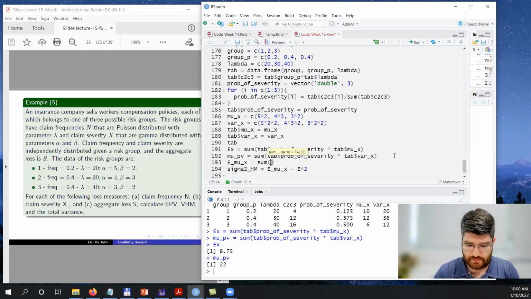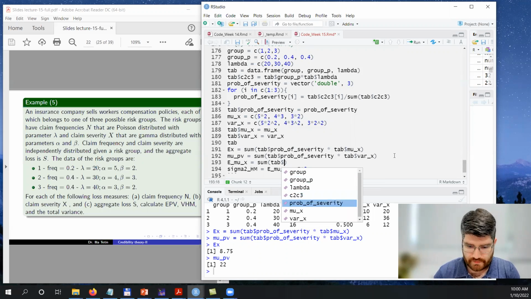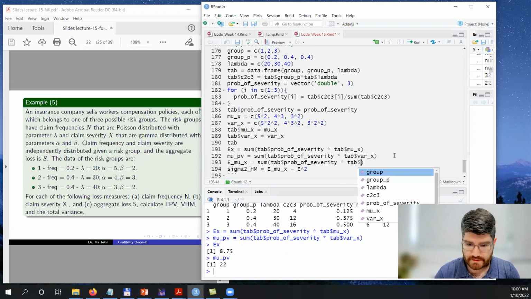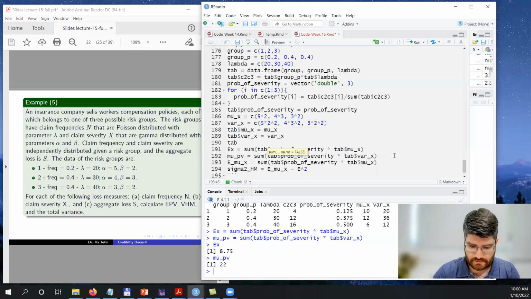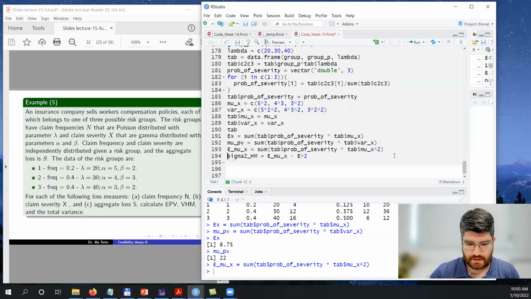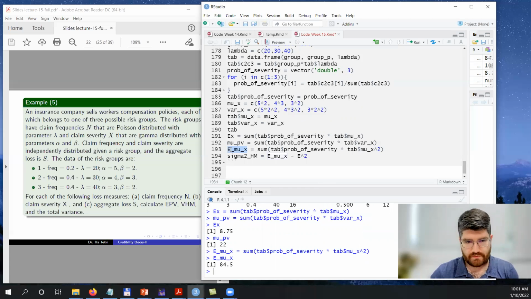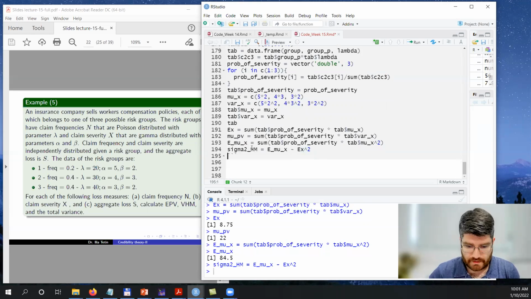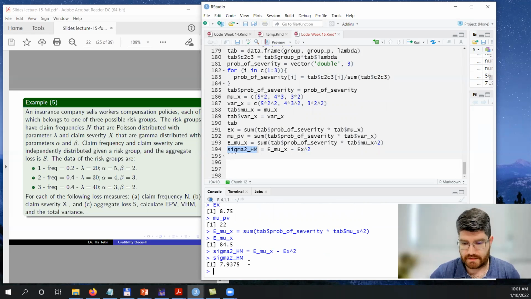So this will be the sum of probability of severity times squared value of mu X. So this thing squared, and this will be E mu X squared. Okay, 84.5. And the last thing is just to understand what the value of mu is. And the value of mu should be just EX. So this will be EX squared. This is 875. So our 84.5 minus 875 squared, this will be something less than 8.79375.